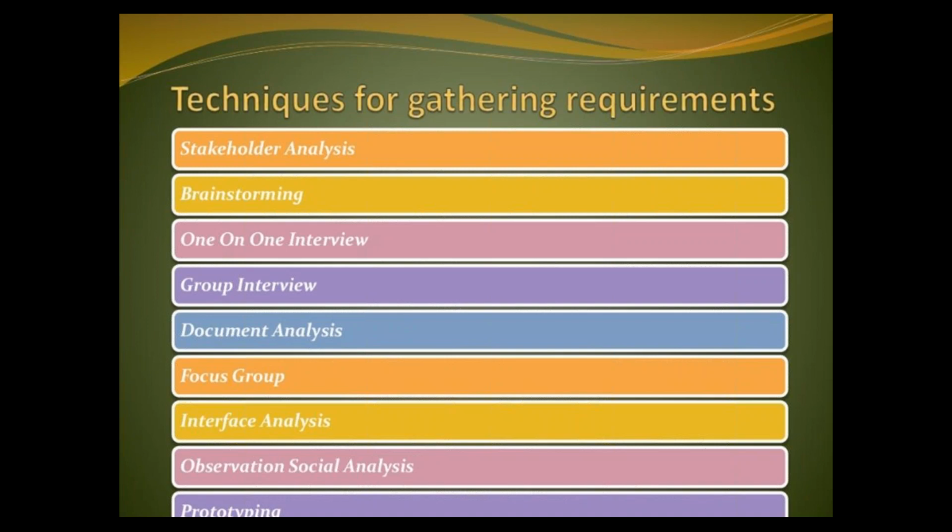Interface analysis. In interface analysis, you will be analyzing the existing system or the process's interfaces. Observation or social analysis, one of the easiest tasks, observing the surroundings where you are seated or where you are gathering the requirements. Prototyping, 2 types, working prototype and dummy prototype. Dummy prototypes can be a wireframe or a whiteboard prototype.